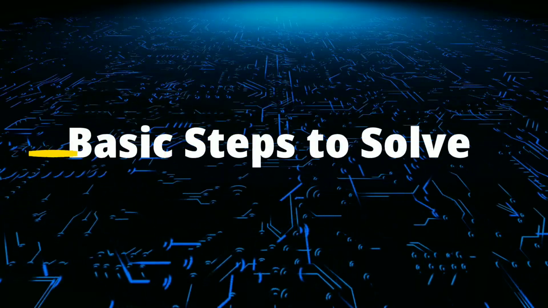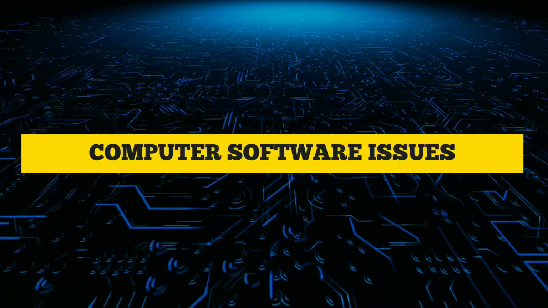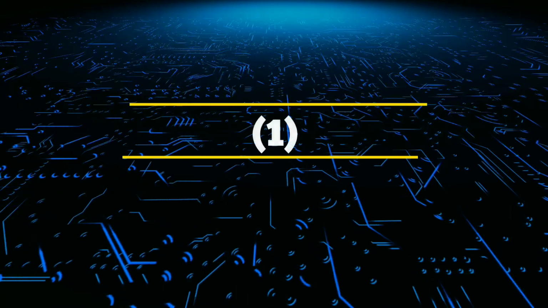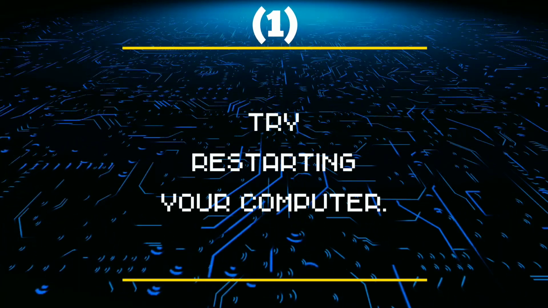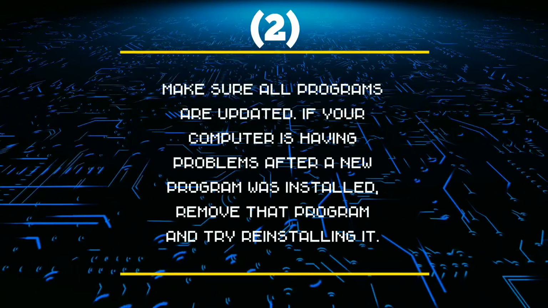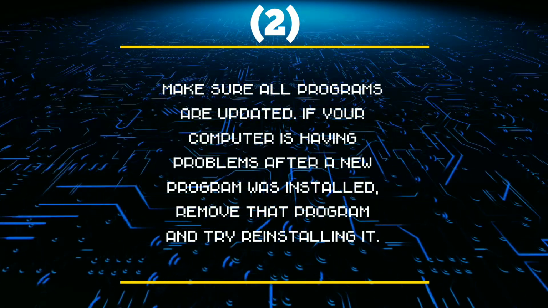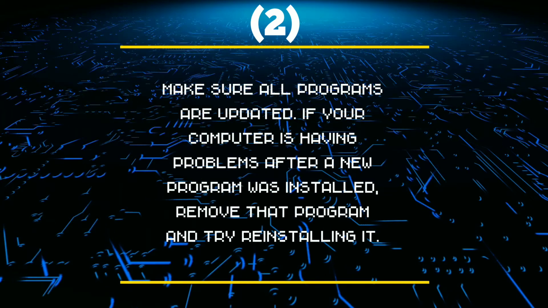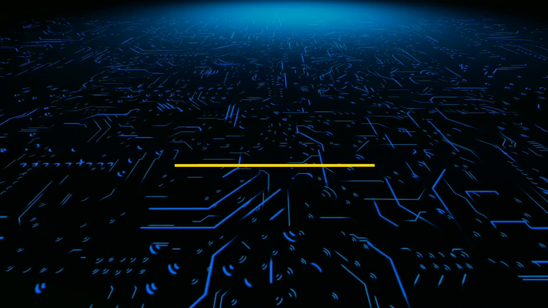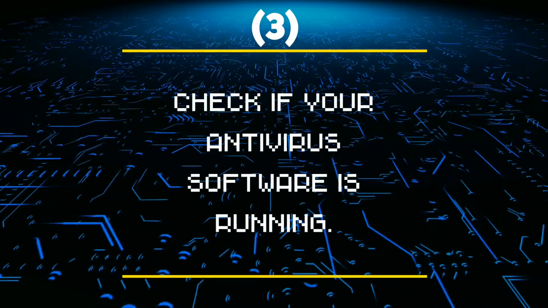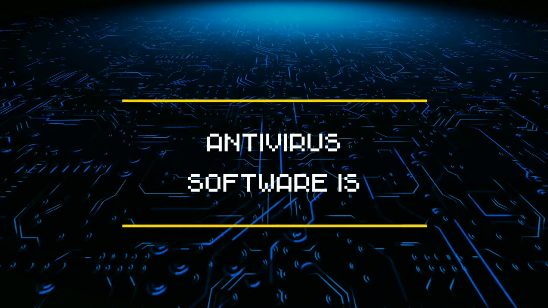Here are the basic steps to solve computer software issues. Try restarting your computer. Make sure all programs are updated. If your computer is having problems after a new program was installed, remove that program and try reinstalling it. Check if your antivirus software is running.